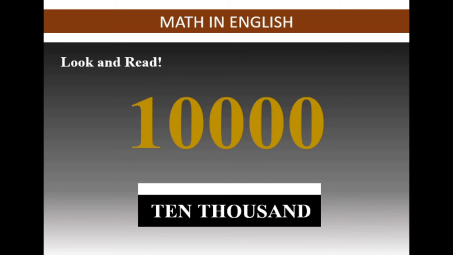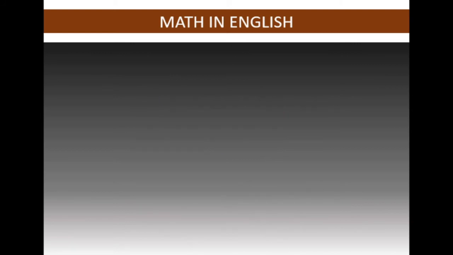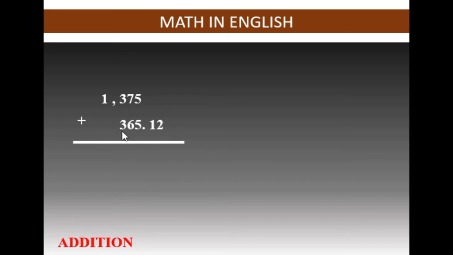I assume that you all know how to read numbers, so let's do another topic. Let's review the different operations. How do you add, subtract, minus, multiply, and divide numbers? Let's say we have this. 1,375 plus 365.12.